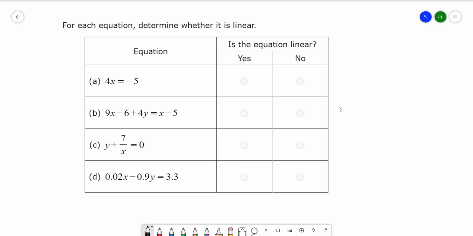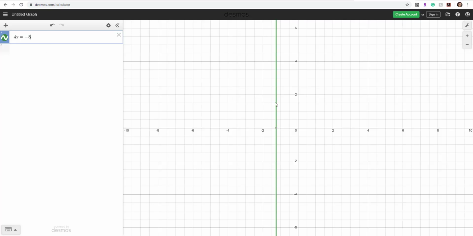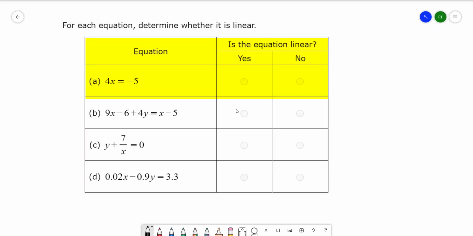So let's take a look at these four equations here. In letter A, we have 4x equals negative 5. Is it linear or not? Let's take a look at the calculator. So basically, I'm just going to type in 4x equals negative 5. And you can see here that I get a vertical line, a green vertical line. Since there's no curves to it, I know this is a linear equation. I would go back to my problem and I just put, yes, it's linear. And then you just do the same thing for the next one.